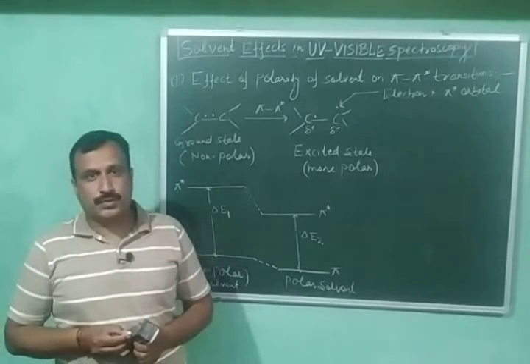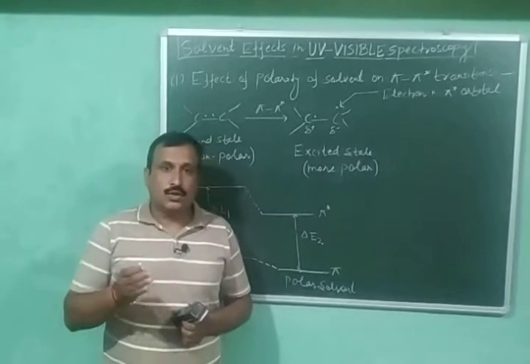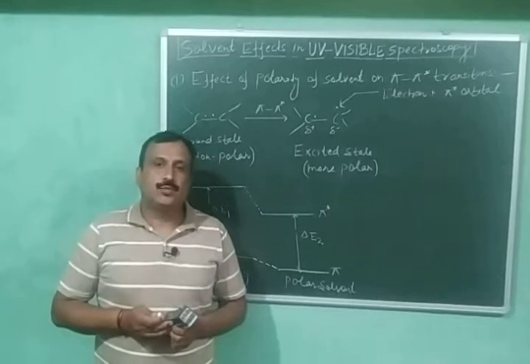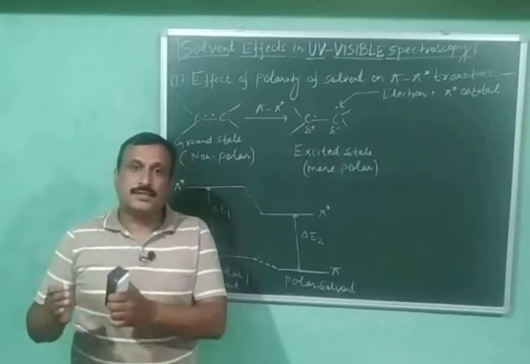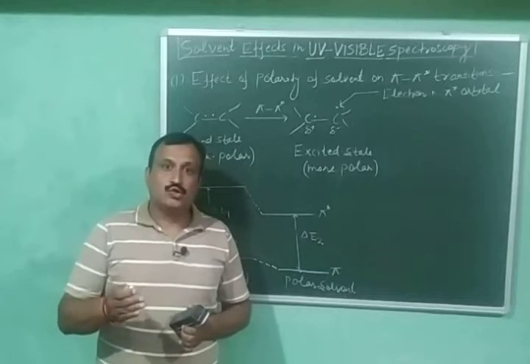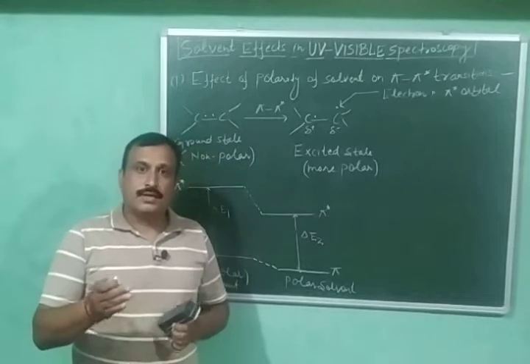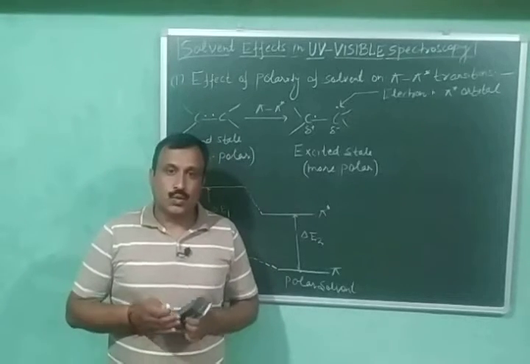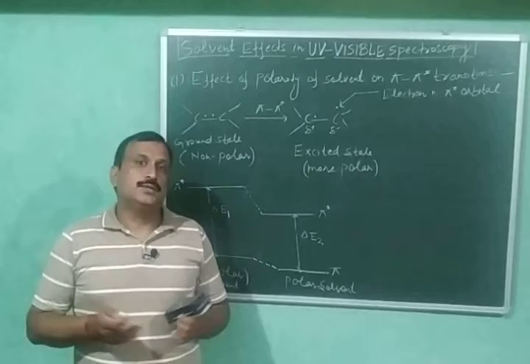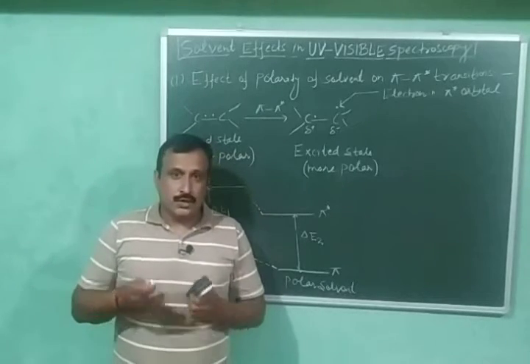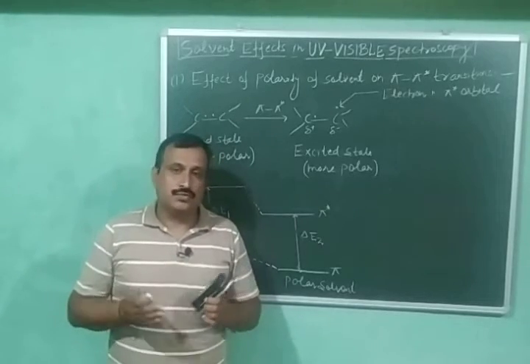Visible spectroscopy. So friends, the position and the intensity of absorption bands or peaks changes with the change in the polarity of solvent. But it has been observed that the lambda maximum of non-polar compounds like conjugated dienes or other conjugated hydrocarbons remains the same in polar as well as non-polar solvents. While the lambda maximum of polar compounds changes or shifts with the change in the polarity of the solvent. Okay, so today I will discuss the effect of polarity of solvent on different types of transitions.